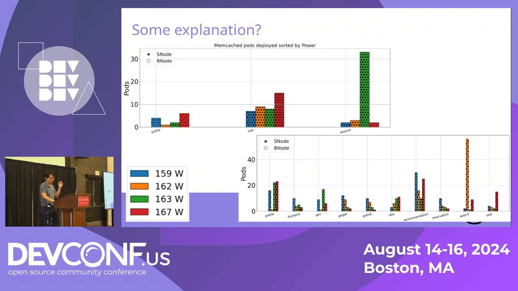Next, I'm going to show the other pods. These are the other ones, right? On the top left, we have the memcached pods, and on the lower right, it's whatever pods are left over. I think these are the user-facing pods.